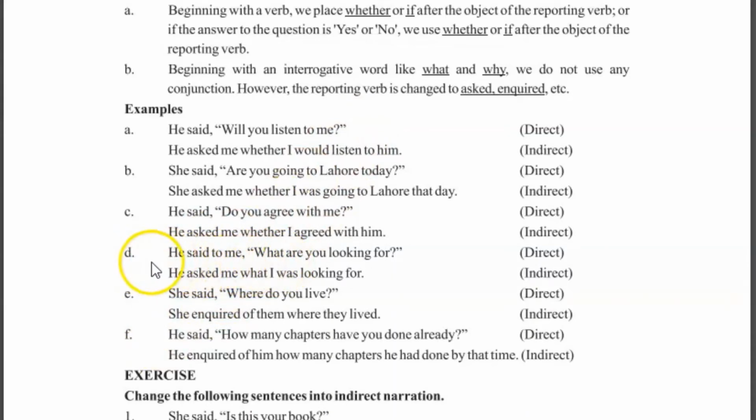Focus on the example D. He said to me, "What are you looking for?" He asked me. "Said to" is changed into "asked" in a question according to the situation. Me, what I was looking for. You can see that WH or what is retained here.